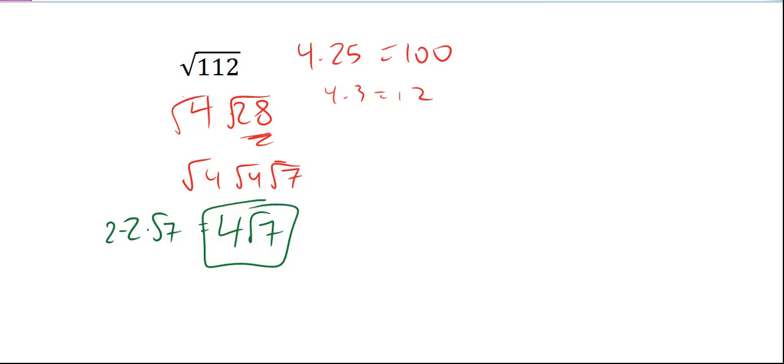Okay, so that's it for simplifying radicals. I hope that helped, and obviously we're going to keep practicing this in class.